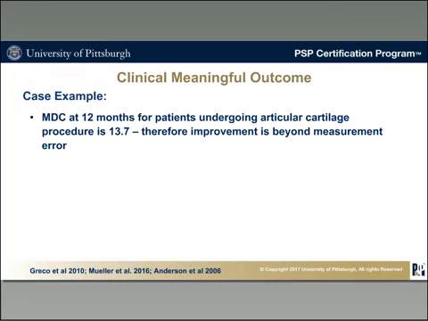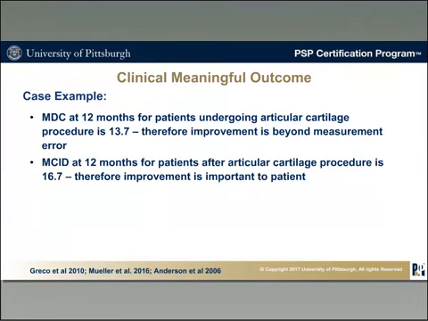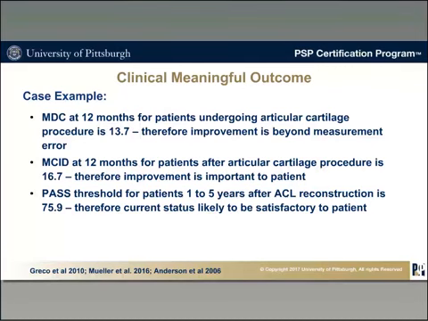This individual had a change of 27 points. So his change was greater than the necessary improvement beyond measurement error. So that change is likely to represent a true change, not just measurement error. The minimum clinically important difference at 12 months for patients after an articular cartilage procedure is about 17 points. So therefore, the improvement experienced by this patient is likely to be deemed important by the patient.